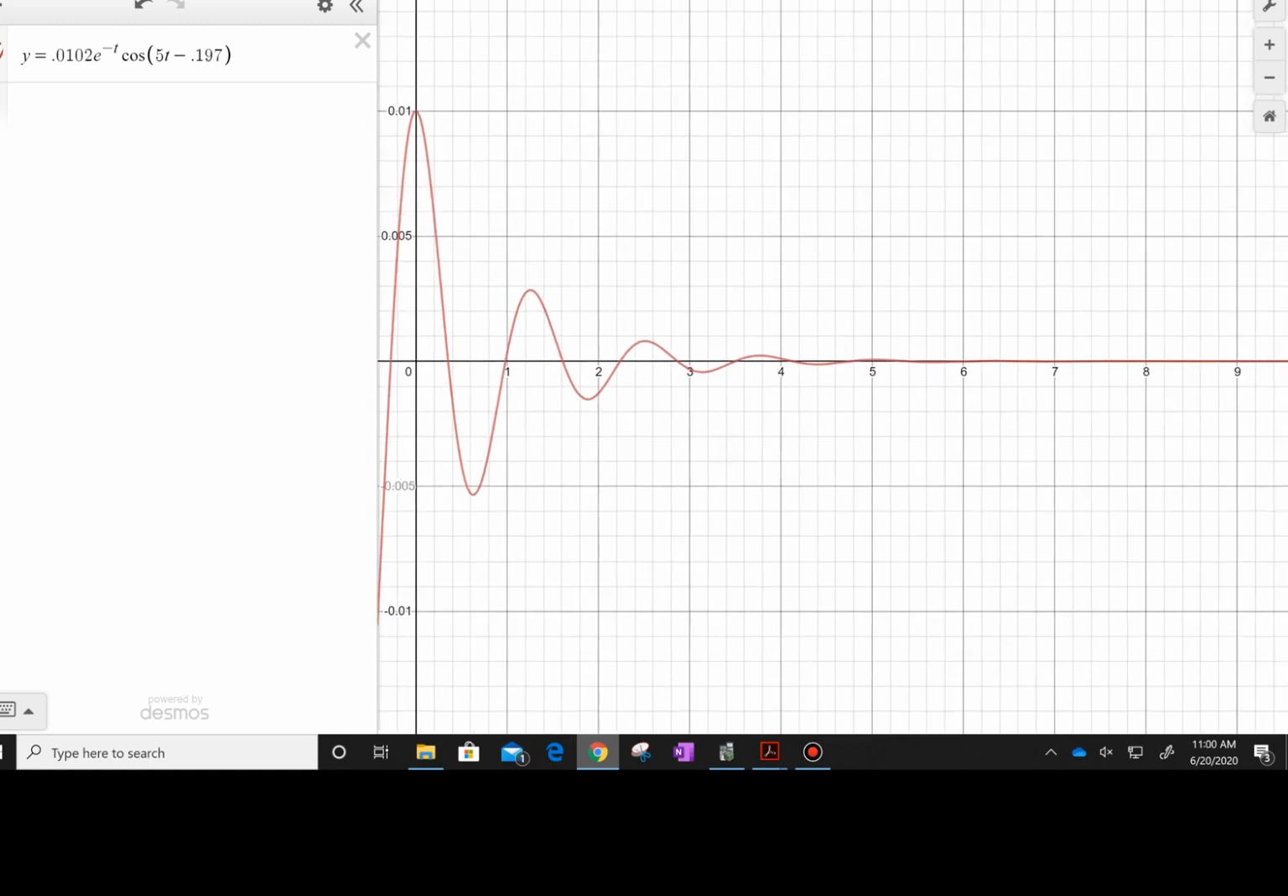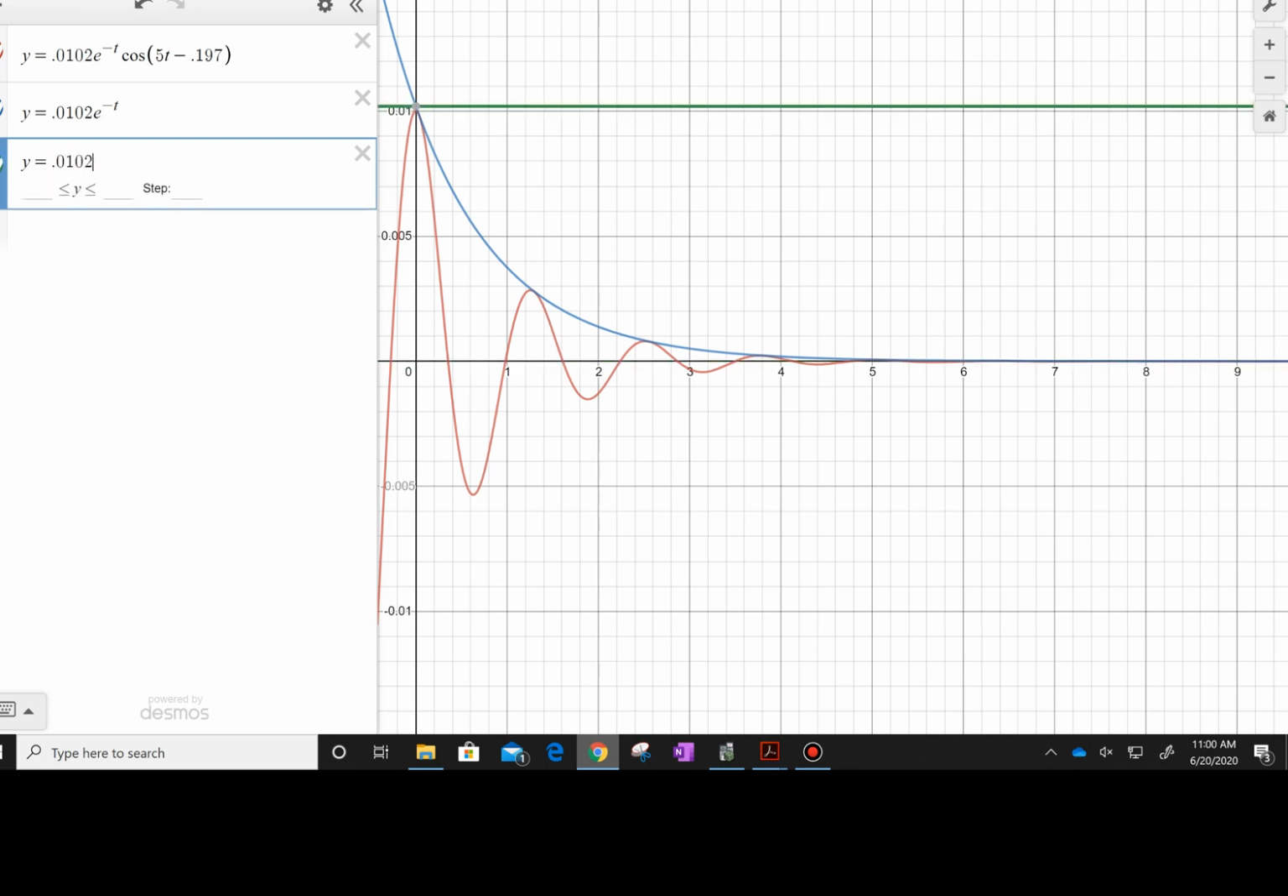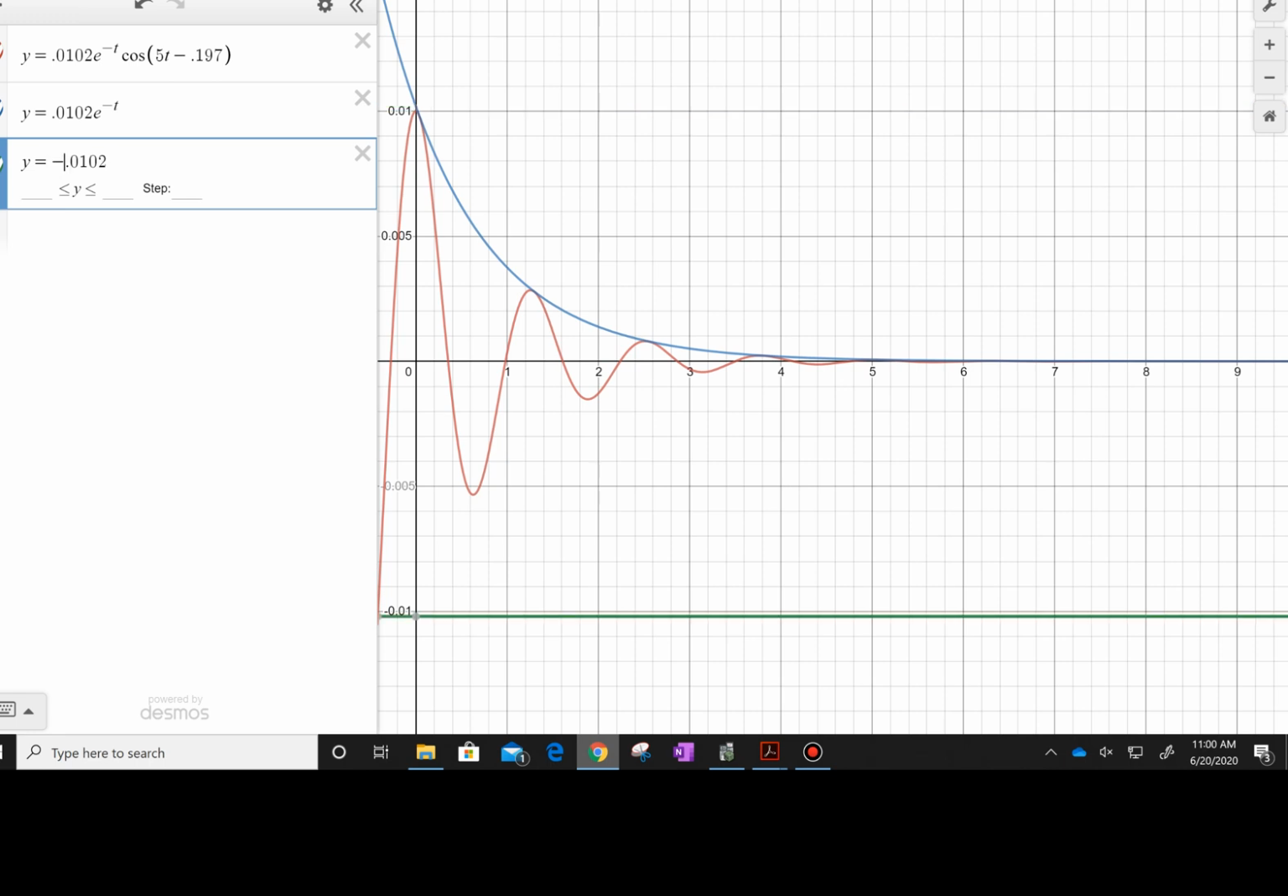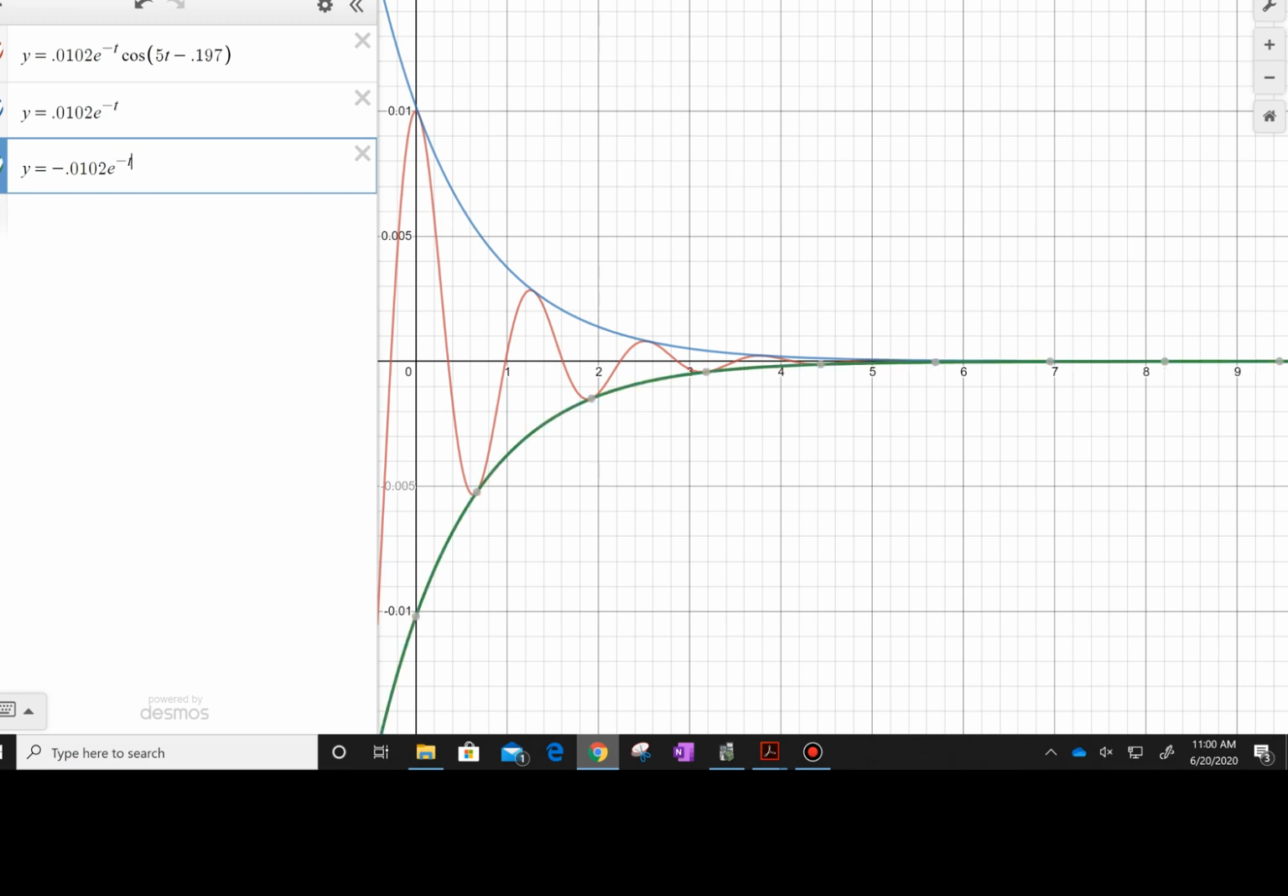So this is what we should see as the graph showing the displacement of our guitar string, starting with an initial displacement of 0.01 meters, and then as time goes on, your oscillations will decay. Now, if you'd like to add to this your time varying amplitude or just the envelope, we can graph in here y equals 0.0102 e raised to the negative t, and also y equals negative 0.0102 e raised to the negative t. So notice here the blue and the green lines are not part of our function. They're just showing the envelope that is the boundary of our time varying amplitude.